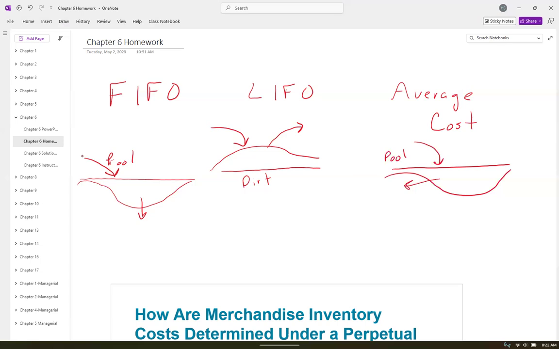So these are the physical flow of the goods. FIFO is first in, first out. LIFO is last in, first out, and then average cost. There is one more. We don't go into it really deep, but we'll talk about that in the next video.